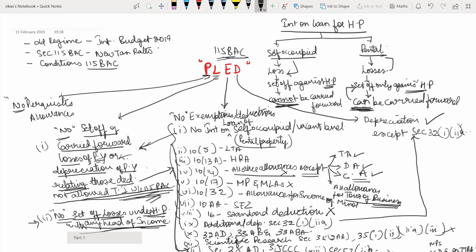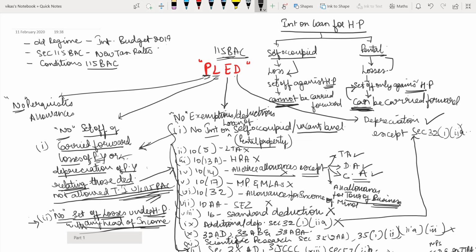Then E stands for no exemptions and deductions. The following are the exemptions and deductions which are not allowed. The first one is no interest on loan of self-occupied and vacant land. Section 10(5), that is LTA, is not allowed. HRA is not allowed. All other allowances except TA, DA, CA and allowances for the purpose of business. MPs, MLAs allowances not allowed. Allowances for income of minor not allowed. SEZ benefit under section 10AA not allowed. Standard deduction not allowed. Additional depreciation under section 32(1)(iia) not allowed. 32AD, 33AB and 33ABA not allowed.